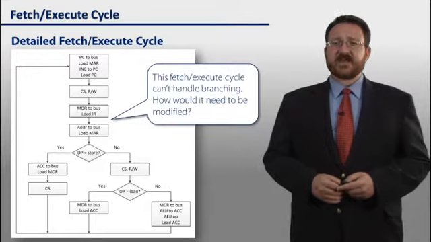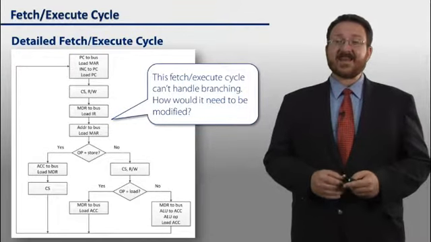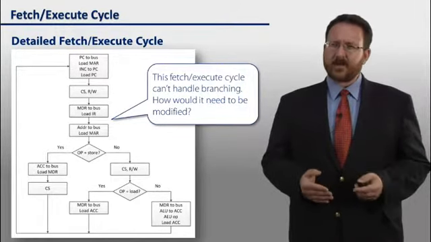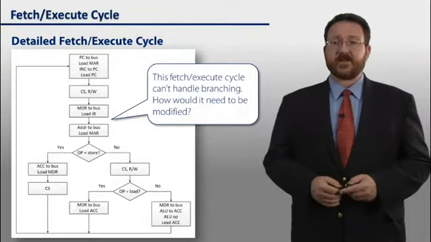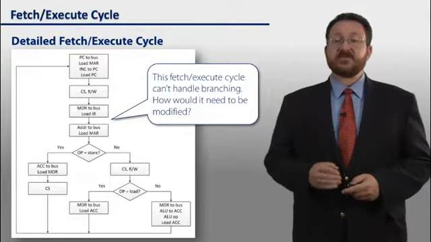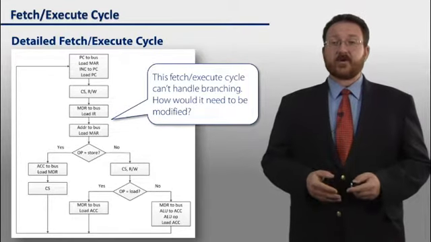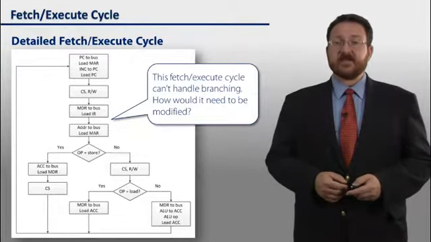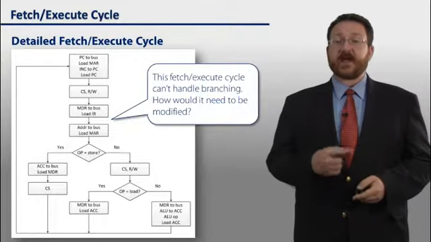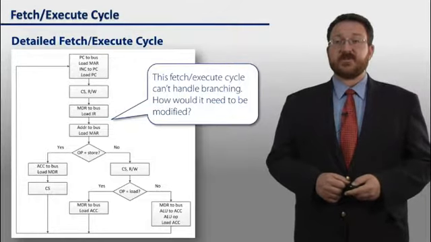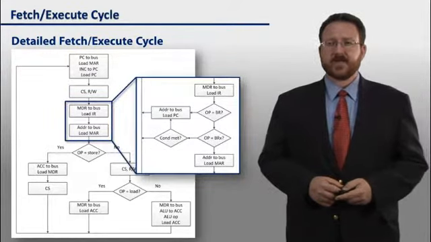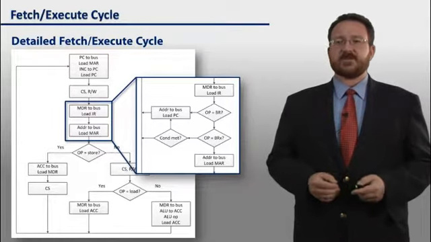The fetch and execute cycle, as we see it here, does not handle branching instructions. So how would it need to be modified so that we could handle branching? The answer is, between the fetch and the beginning of execution, we need to determine whether or not a branch is taking place. Because if a branch is taking place, we need to go back up to the top and fetch the instruction that we're going to branch to. So between these two, we will insert some conditions.